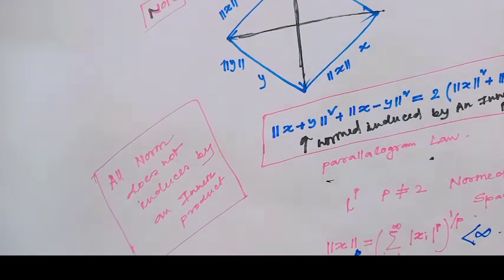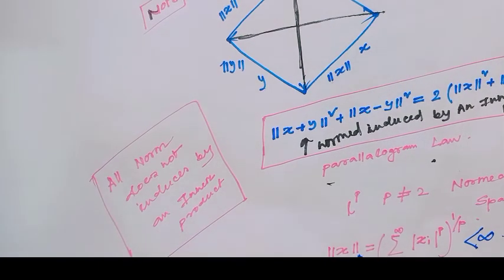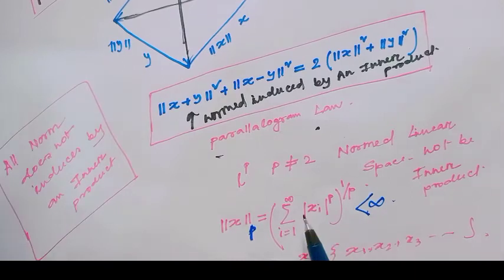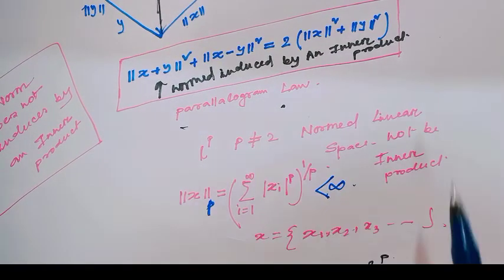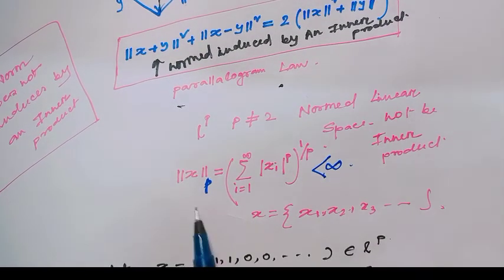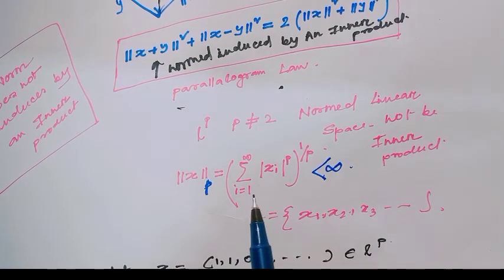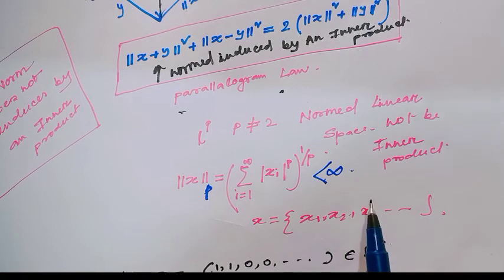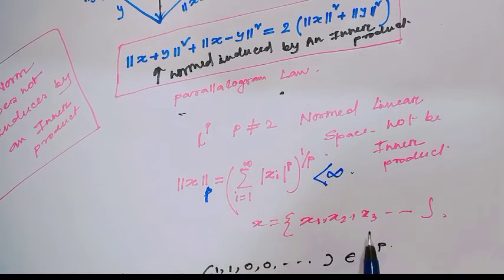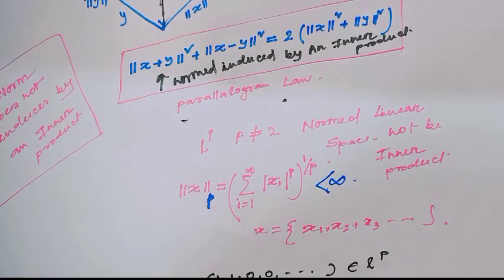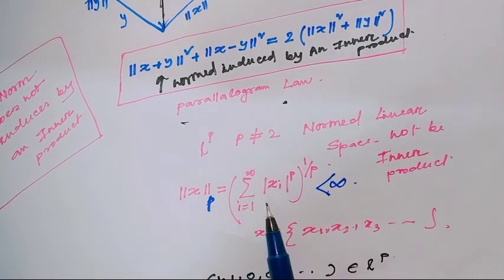Now, in the beginning of the lecture I told you that not all norms are induced by an inner product. For this, consider l^p where p is not equal to 2. Obviously this is a normed linear space, but it will not be an inner product space. For this, consider the norm of x in p as the summation i equal to 1 to infinity of |x_i| to the power p, whole to the power 1 over p, which is less than infinity, where x is a sequence x1, x2, x3, and so on. That means l^p is the set of all sequences such that the series converges.